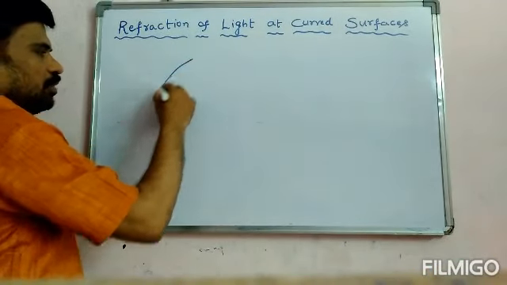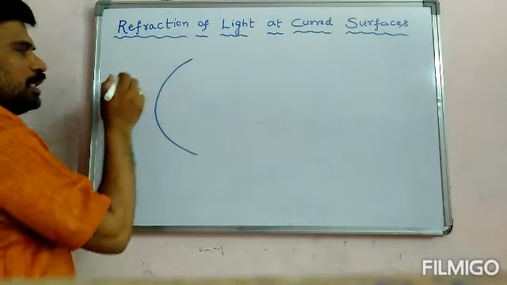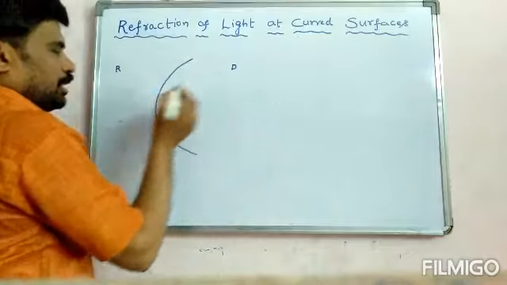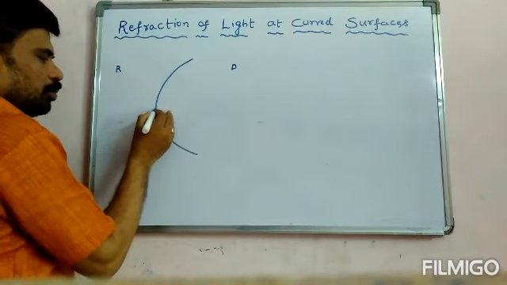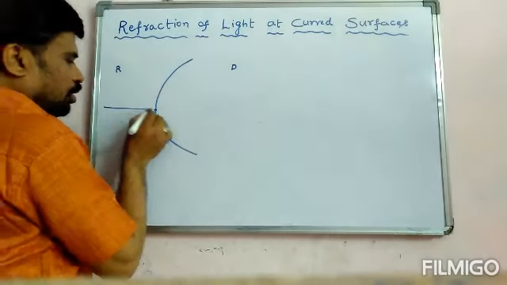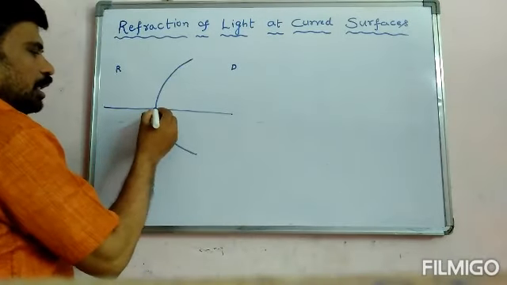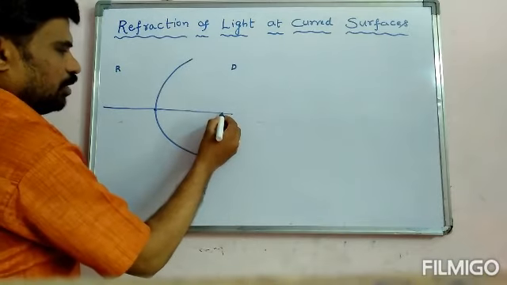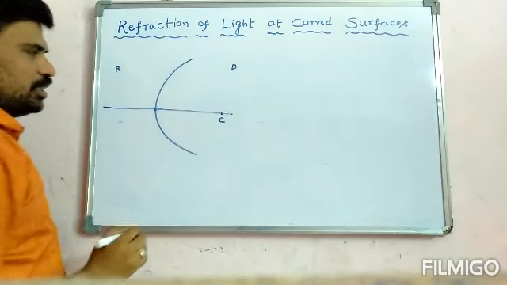Now look at the curved surface separating the two mediums. Let this be the rarer medium and this the denser medium. And this is the optic center, or the pole, you can call it. And for this curved surface there will be a center of curvature called C.